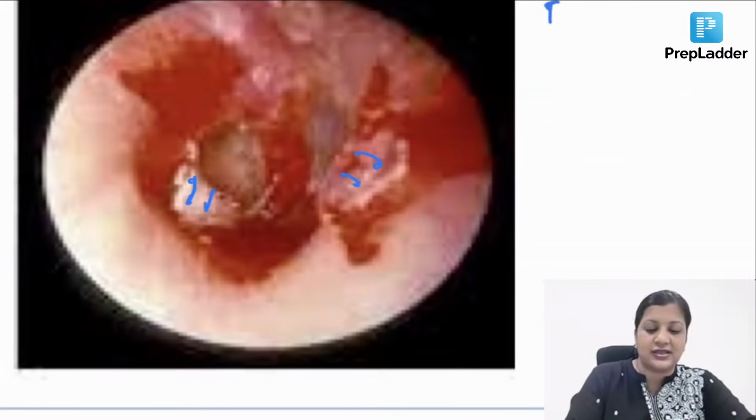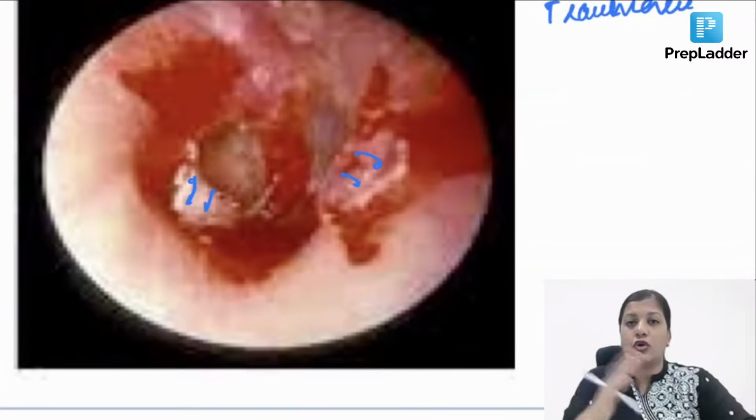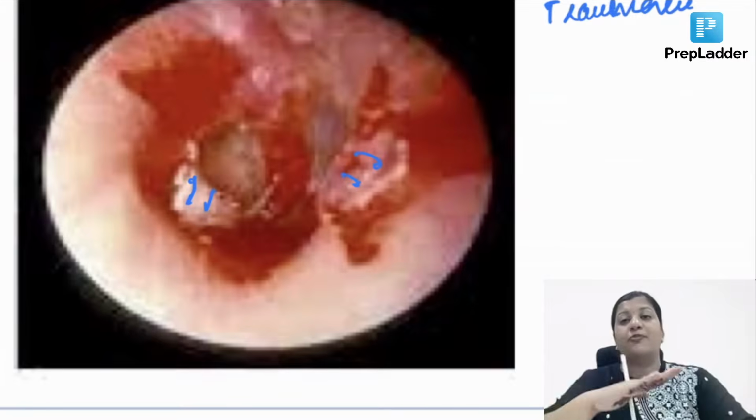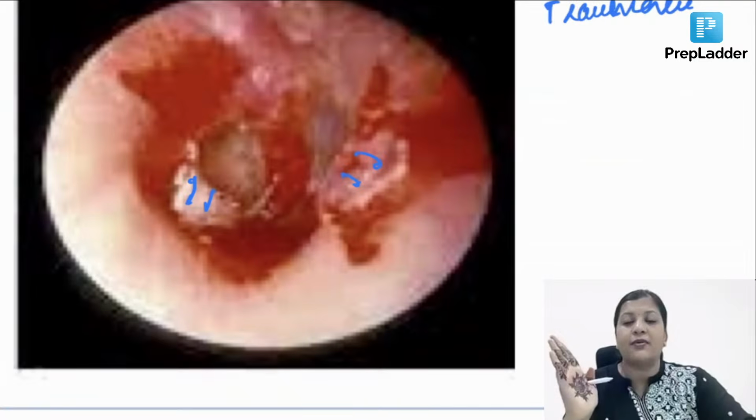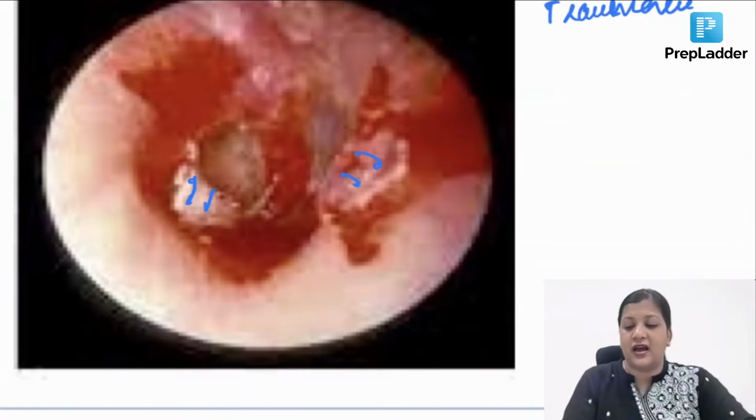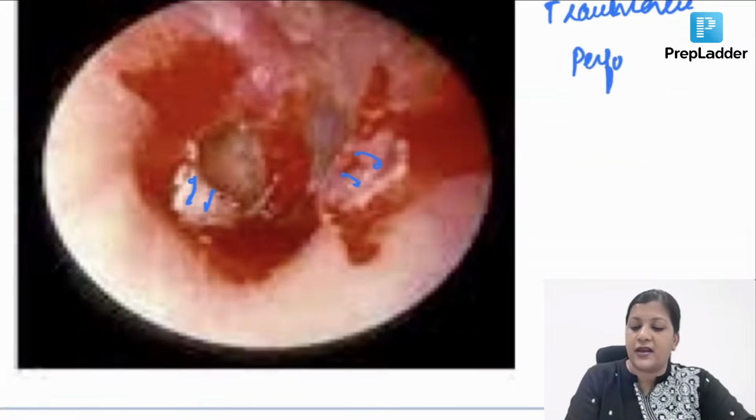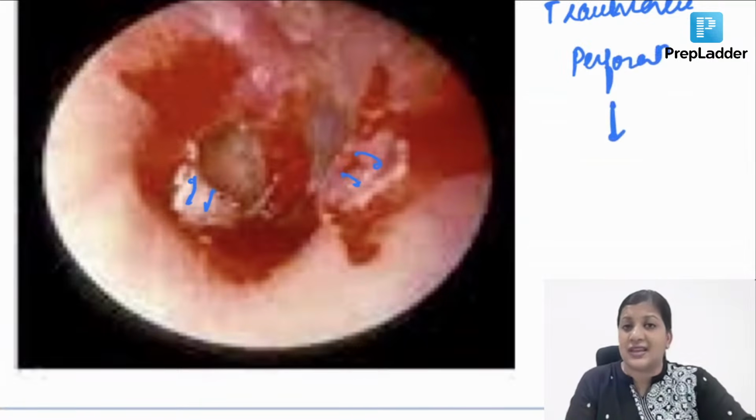Yes. So this is nothing but the traumatic perforation. Whenever there's a trauma, the tympanic membrane perforates and the flap or the remnant tympanic membrane gets reflected outwards and you will see blood in the canal. They can ask you about traumatic tympanic membrane perforation. This was asked even in the recent exam.